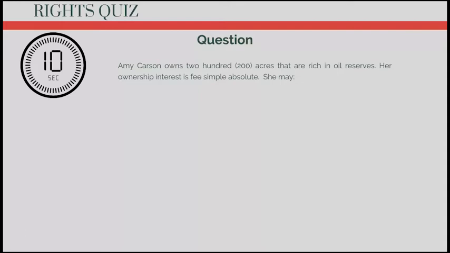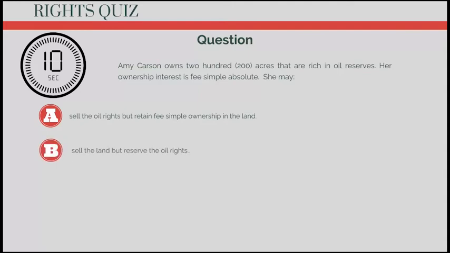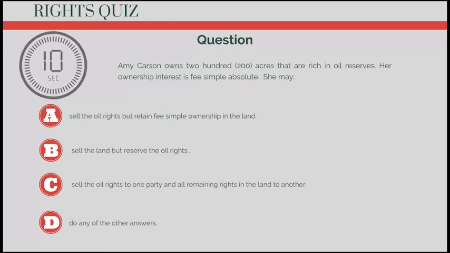She may A. Sell the oil rights but retain fee simple ownership in the land. B. Sell the land but reserve the oil rights. C. Sell the oil rights to one party and all remaining rights in the land to another. Or D. Do any of the answers. The answer is D. Do any of the answers.